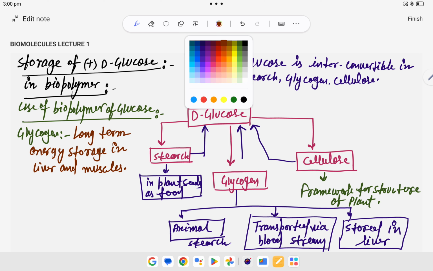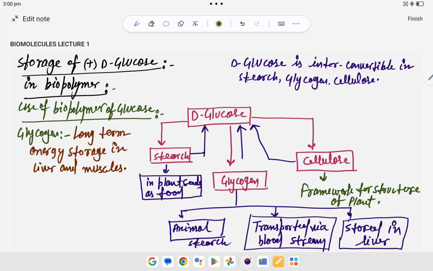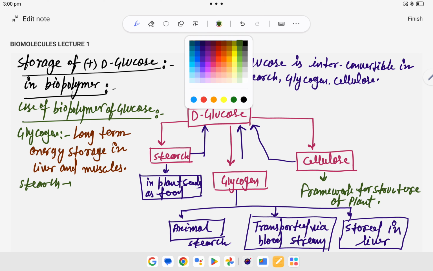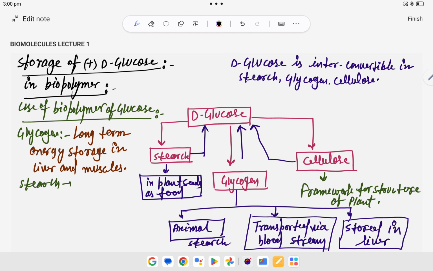Second, starch. Starch, children, you are ingesting with food like rice, potatoes, bread, so many things, okay, etc.